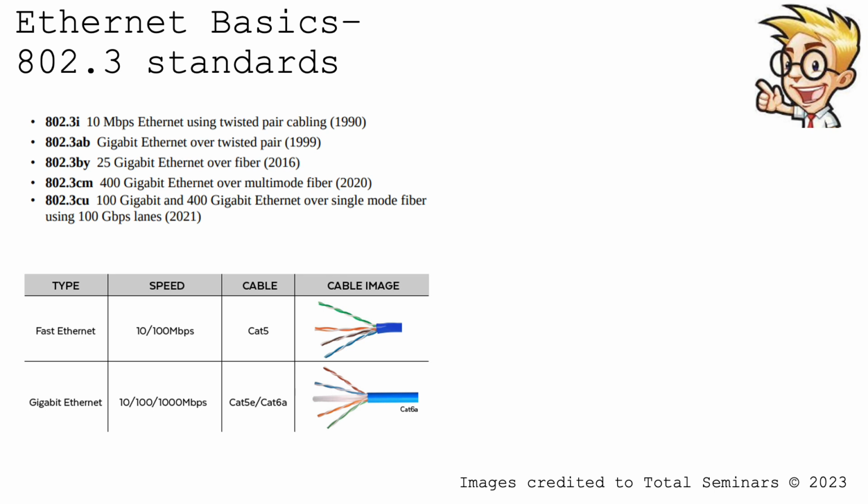We can see the Cat5 cable, the Cat5e and the Cat6a, and the different networks they support. It's pretty common to see gigabit everywhere in the office nowadays, so I find Cat5e and Cat6 are pretty common.